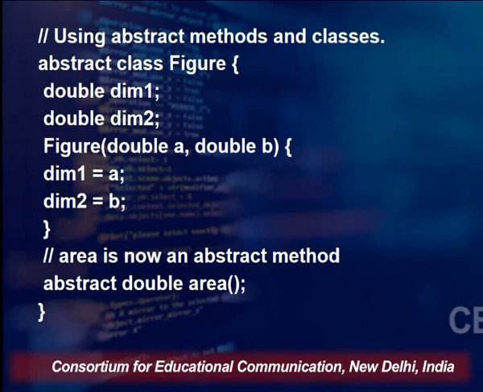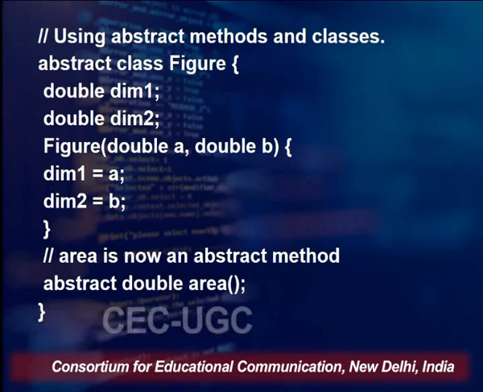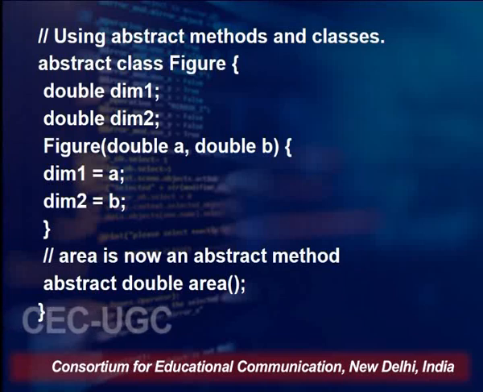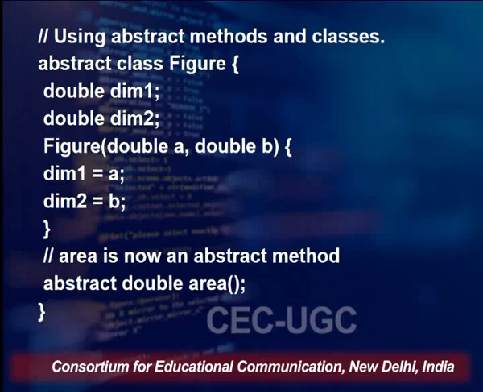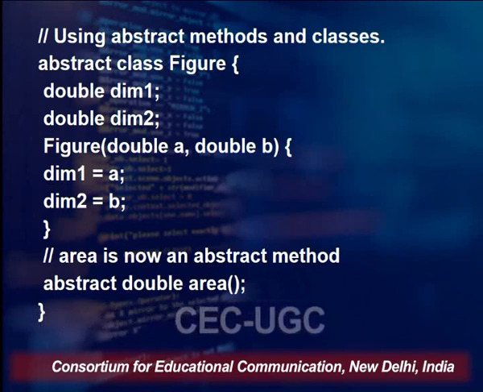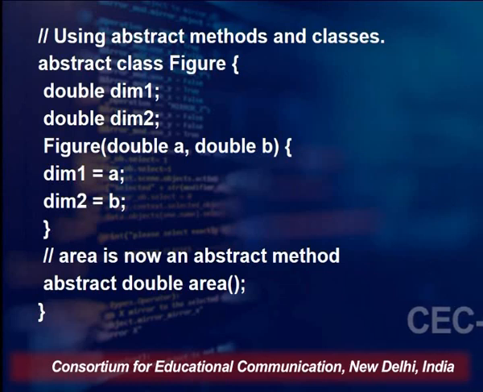So, abstract class Figure. Why have we written it as an abstract class? Because now area is going to be the abstract method, as we are not going to provide any implementation of area in this class Figure, because it would not make any sense. Here we have two variables, dimension1 and dimension2, and then a constructor, which is obviously named Figure. The value of a is given to dimension1, the value of b is given to dimension2. And now here is an abstract method, abstract double area.